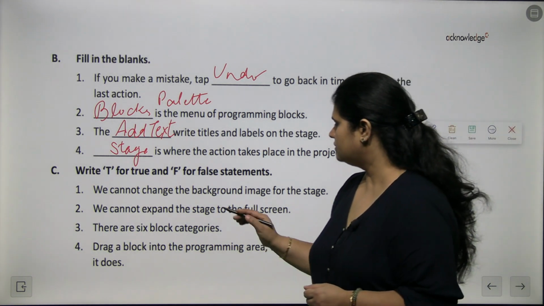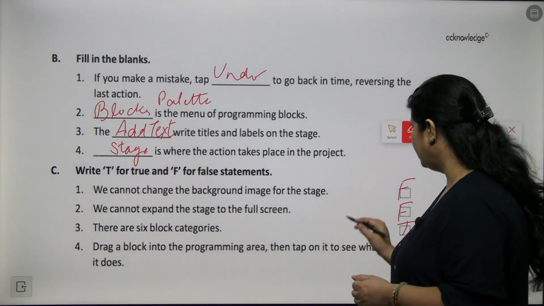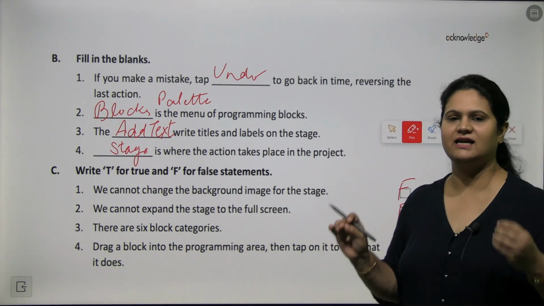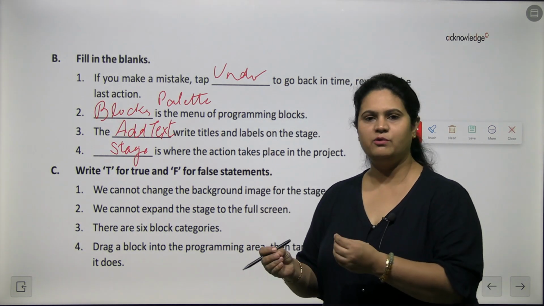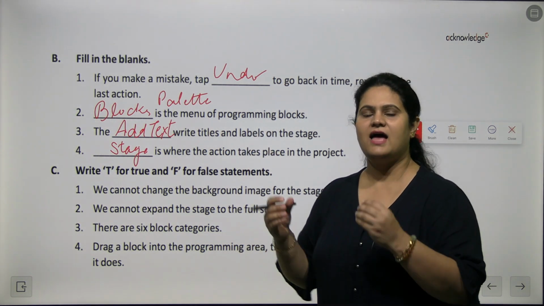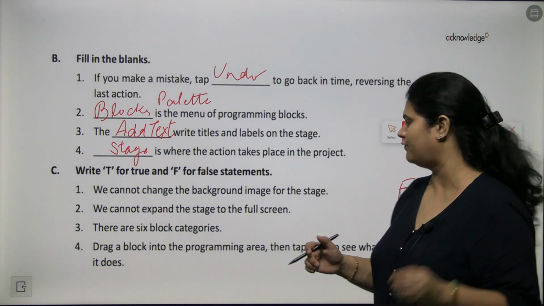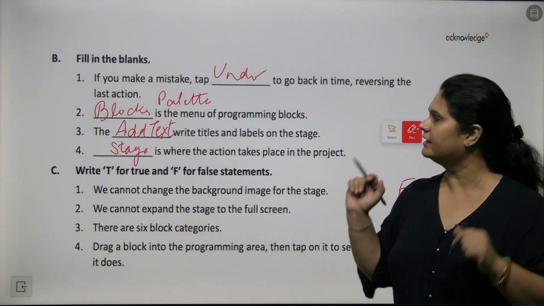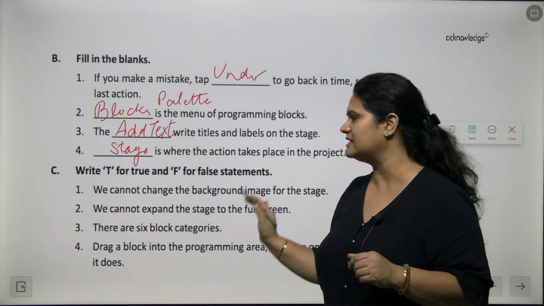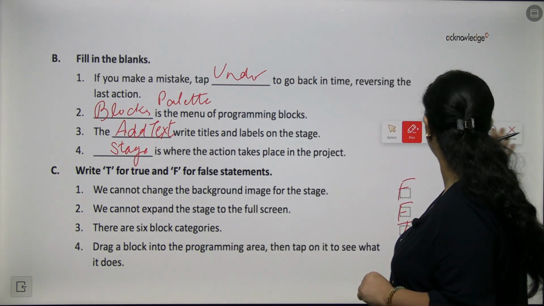Number 4, drag a block into the programming area, then tap on it to see what it does. Yes, we can do that. We can drag the block into the programming area and we can tap on it to see what action it performs. So, it is again a true statement. Clear? I hope the fill in the blanks and true and false are clear to all my kids. Good. Let's move on.